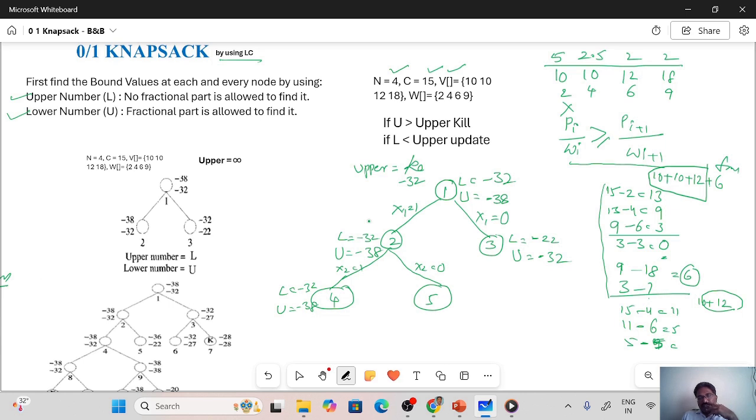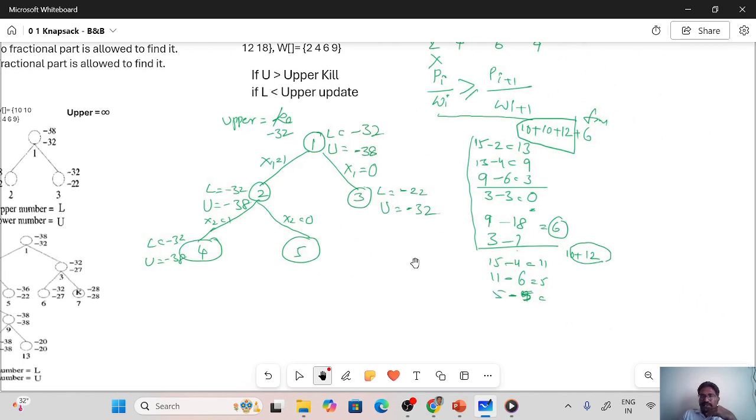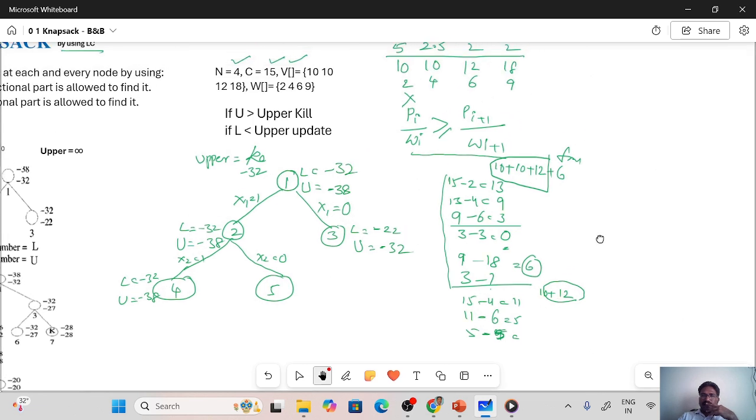Now come to this right side. What does that mean? We consider item 1 and we don't consider item 2. Nothing but we want to find the calculation once again. Now I am going to find the calculations. So 1 considered, now 2 not considered. That is, I am not going to consider the second item.